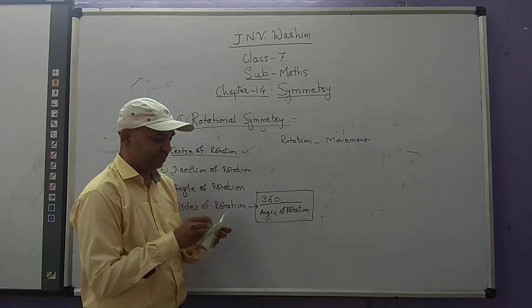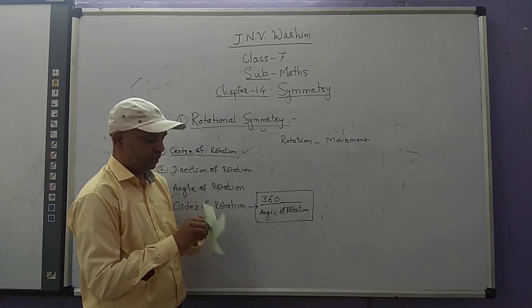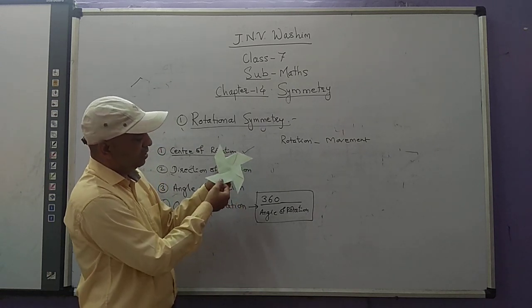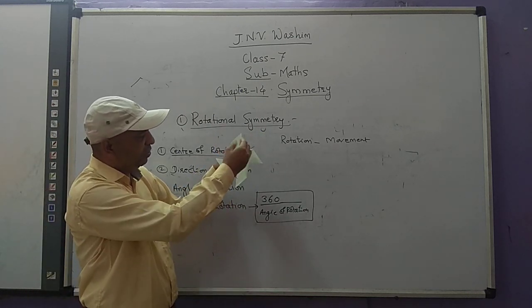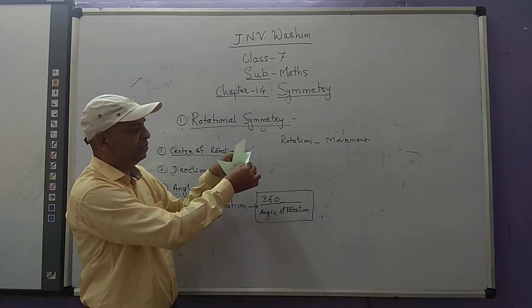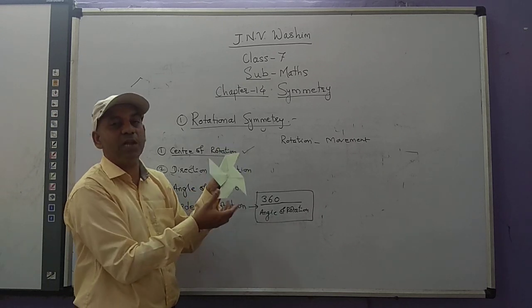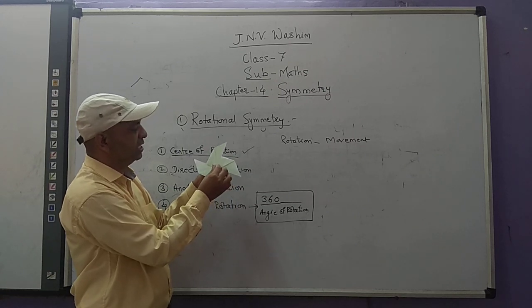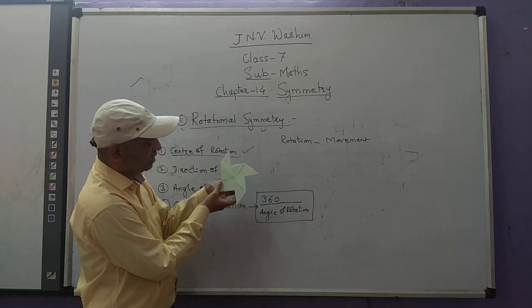Suppose this is a windmill. Have you seen any line of symmetry here? If I fold along this, then it has two parts, and these two parts are not coinciding with each other. So this windmill has no line of symmetry, but we observe the rotation symmetry in this.